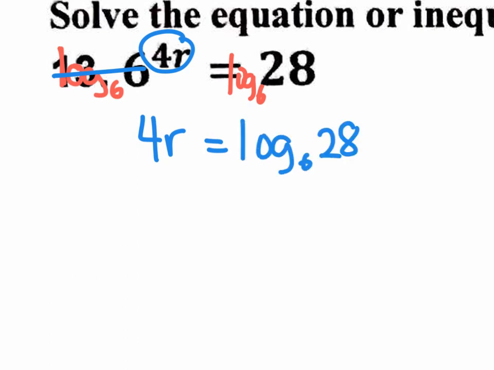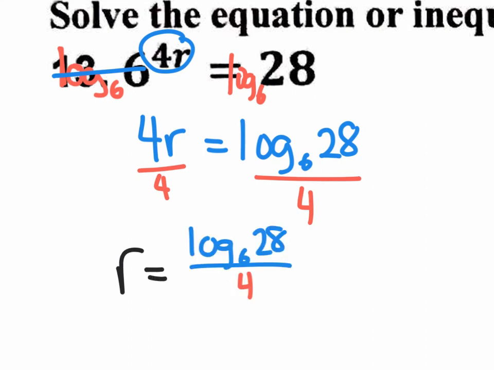Now, at this point, all you need to do to get rid of the 4 in front of the r is to divide by 4. So you're going to divide by 4 and divide by 4. And your answer is r equals log base 6 of 28 over 4. Now, you can't leave that as an answer. You want it as a decimal, and your calculator really does all the work from here. If you have a Casio, you could just type this right into the Casio, log base 6 of 28, hit the equal button, and then hit divided by 4, and that'll give you your final answer.